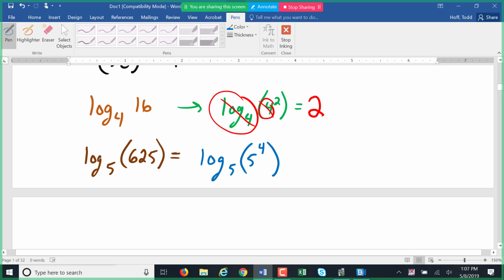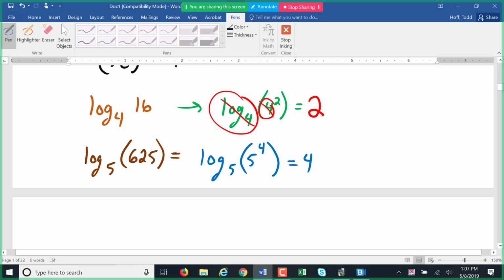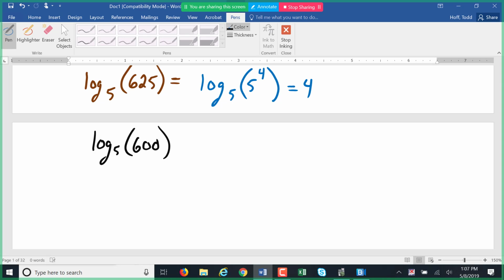Five to the power 4, right? So log base 5 of 625 is log base 5 of 5 to the 4th, which is just 4. What if it's not 625? What if it's log base 5 of 600? 600 cannot be written as a power of 5. How can we possibly calculate that?